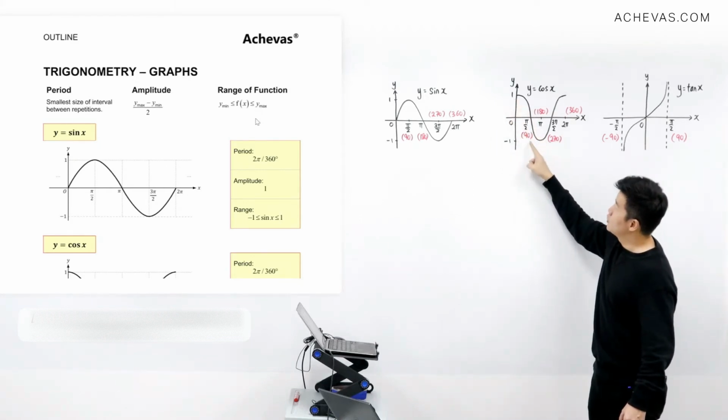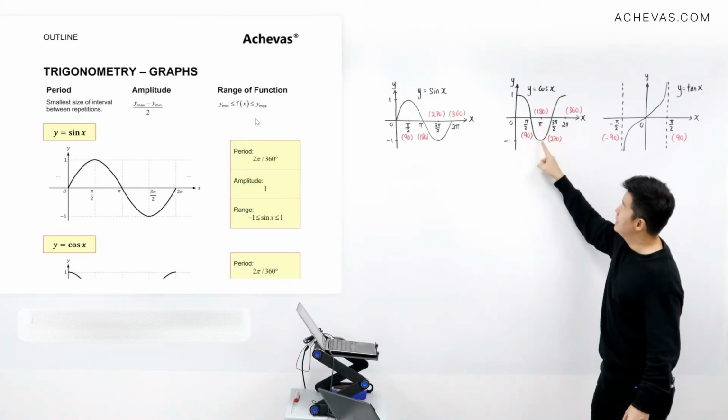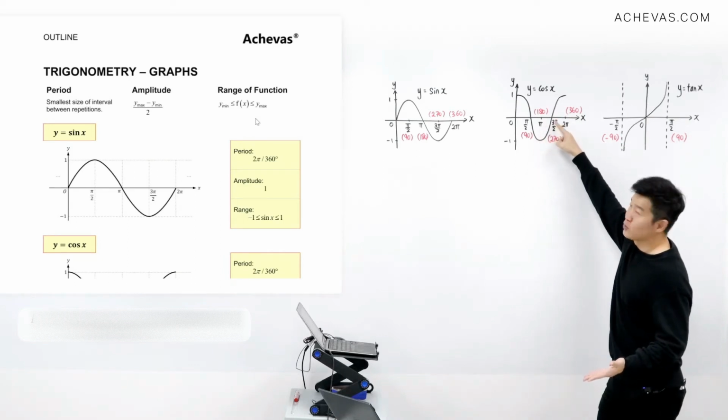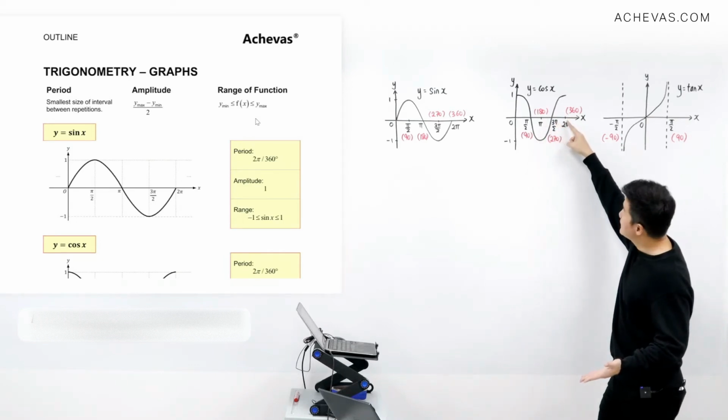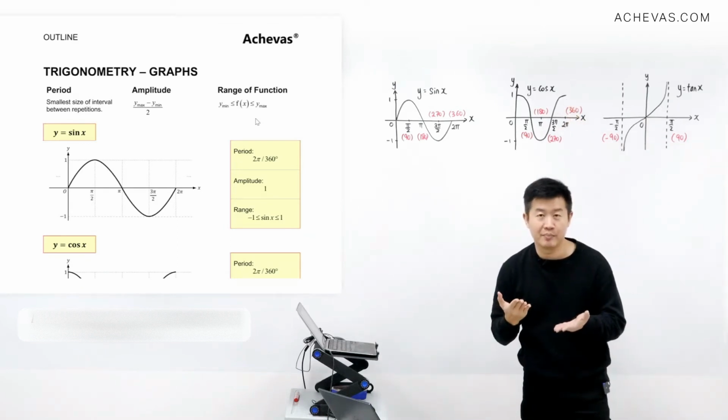Then it goes to the x-axis in the first 90. For the next 90, you experience a minimum point. And the next 90, it will go back to the x-axis. And for the last 90, where it reaches 360, it will go back to a maximum point.